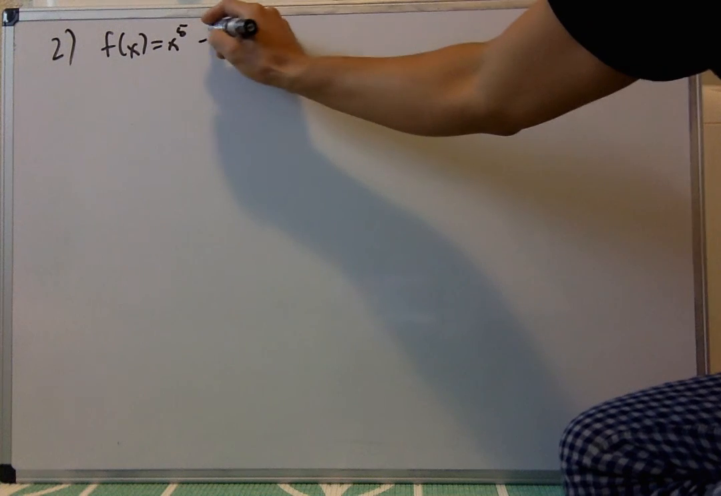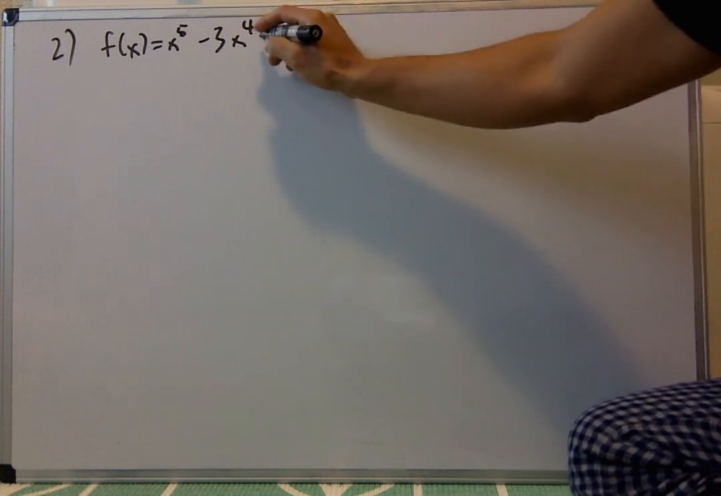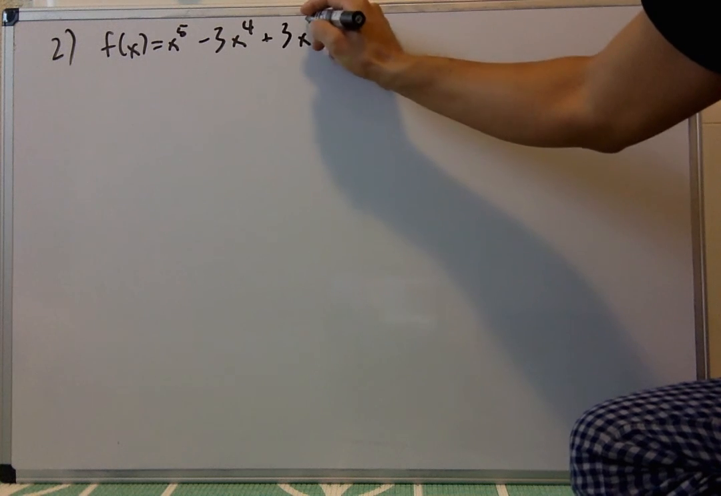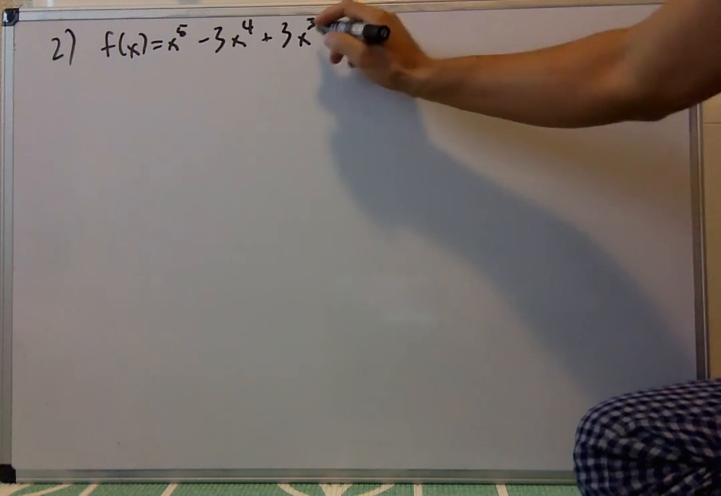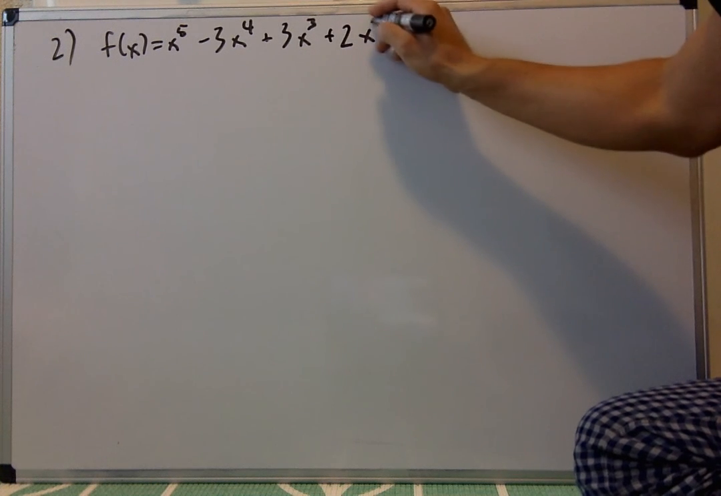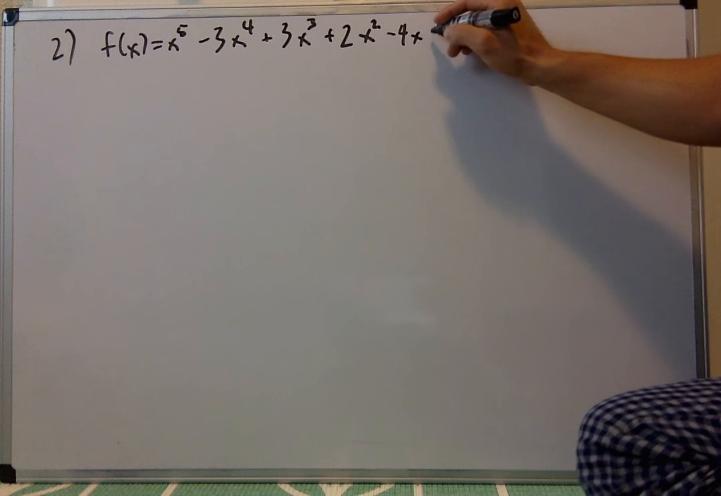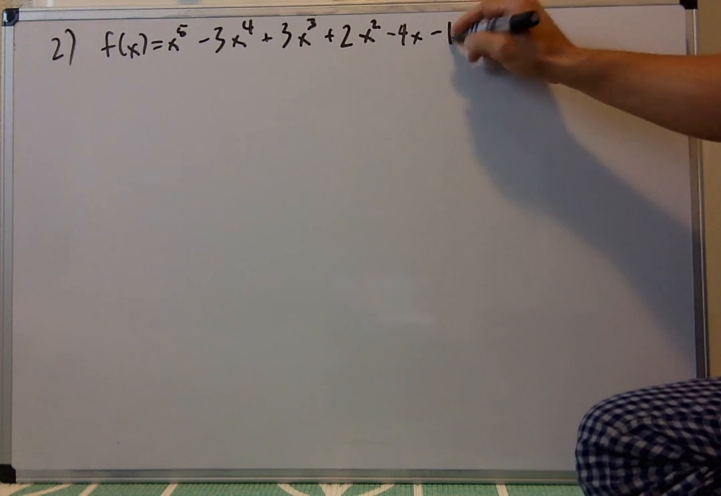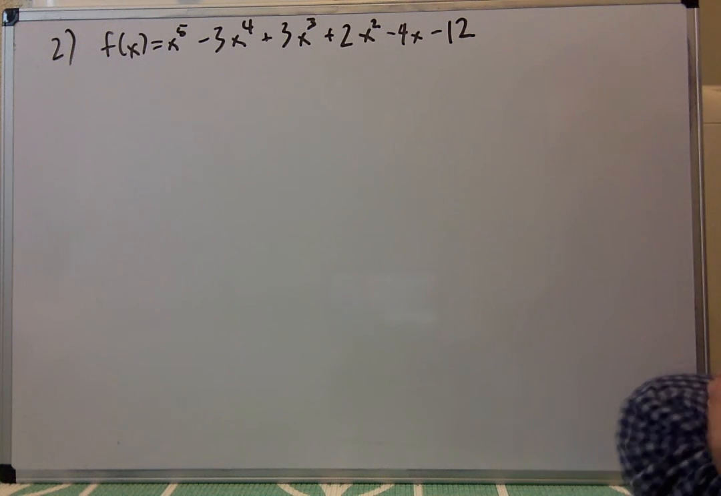Minus 3x to the 4th, plus 3x cubed, plus 2x squared, minus 4x and minus 12. Okay, so long. All right, so let's count the sign changes first.